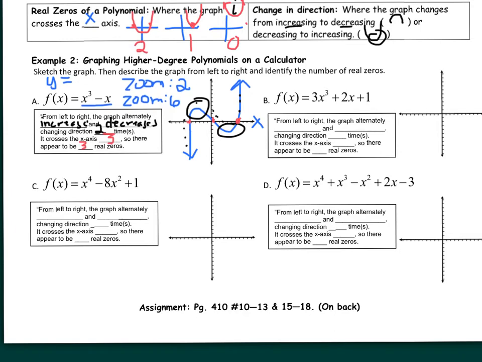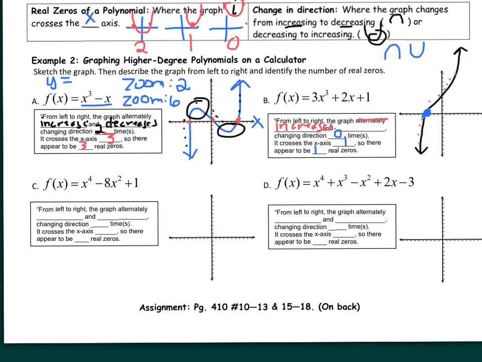When you type B in the calculator, it will show you something that looks like this. If you hit zoom 6, it would kind of look like that, but from further away. And when you zoom in, it shows you that's basically the general shape. So if we follow that arrow, this graph is going up and up. So this one's increasing the whole time. It never really alternates between anything. So we can put increases, and then that's it. We don't even need to say alternately. We can just say from left to right, the graph increases, and be done with that. It doesn't change direction. The only time it changes direction is when it actually goes from up to down or down to up. Going from increasing to increasing isn't a change in direction, so that's a zero. It crosses the x-axis 1 time, so there appears to be 1 real zero.